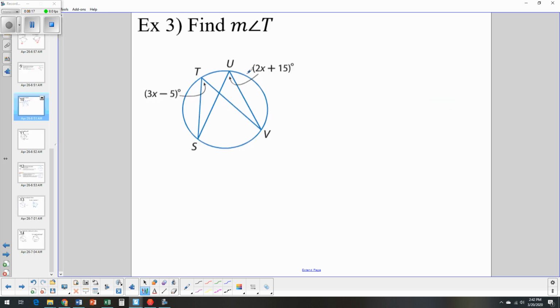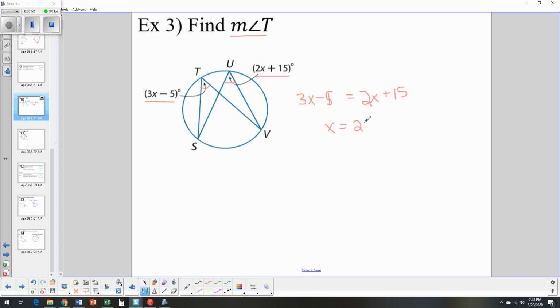So in this example, we want to find the measure of angle T. We see angle T is here. It opens up to arc SV. Angle U is also going to be the same because it also opens up to arc SV, making 3x minus 5 equal to 2x plus 15. So we'll start by setting up that equation. 3x minus 5 equals 2x plus 15. We can solve this, subtract the 2x, add the 5.